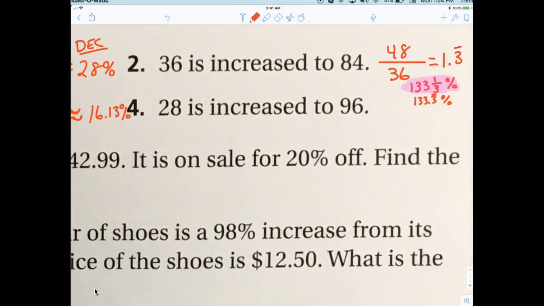Okay. So 28 is increased to 96. Jack, what did that go up? 68. Good job. So it went up 68. And where did it start at? So everybody do 68 divided by 28 and write the decimal. Perfect. All right. So now we're going to estimate what percent is that.